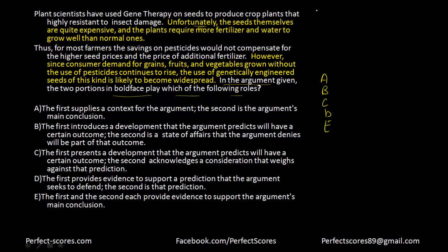Unfortunately. So as soon as you read unfortunately, it means it's something negative. The seeds themselves are quite expensive, meaning the seeds are very expensive, and the plants need more fertilizer and water to grow well. These plants need more water and more fertilizer to grow well. Alright, so what is this whole information telling us? Some negative effect of gene therapy.